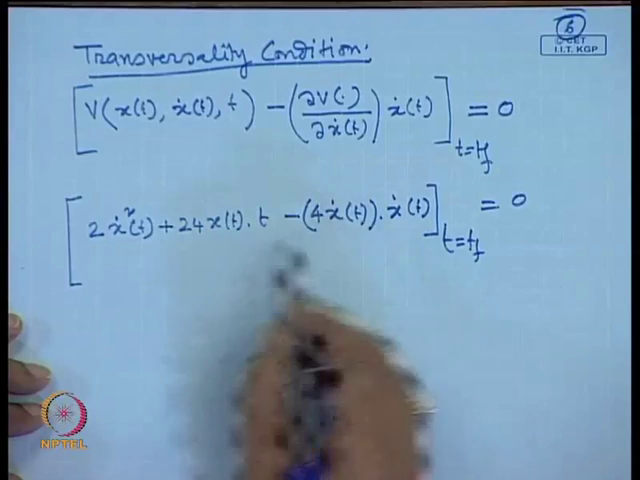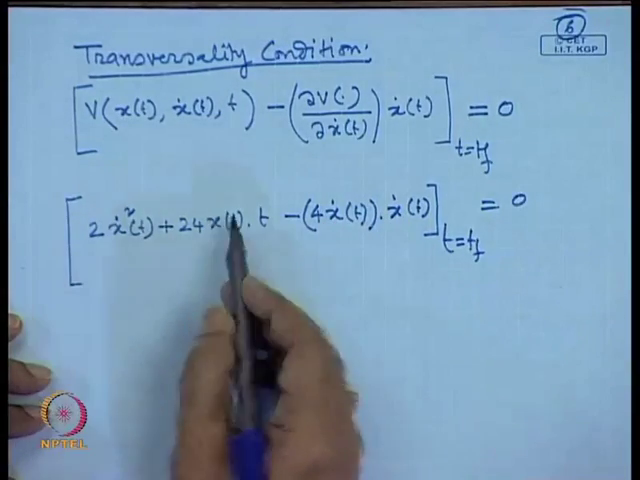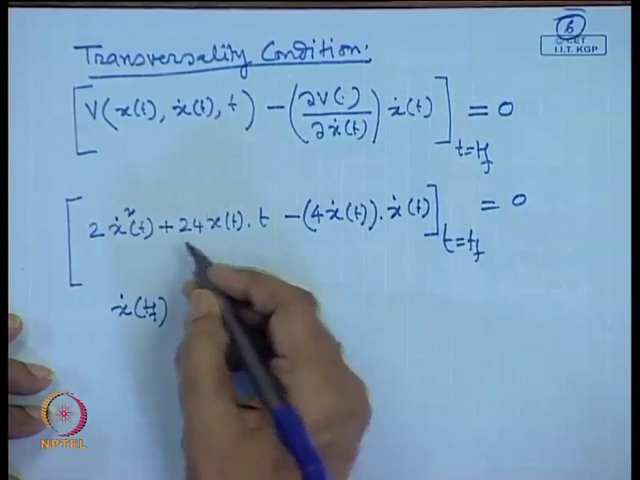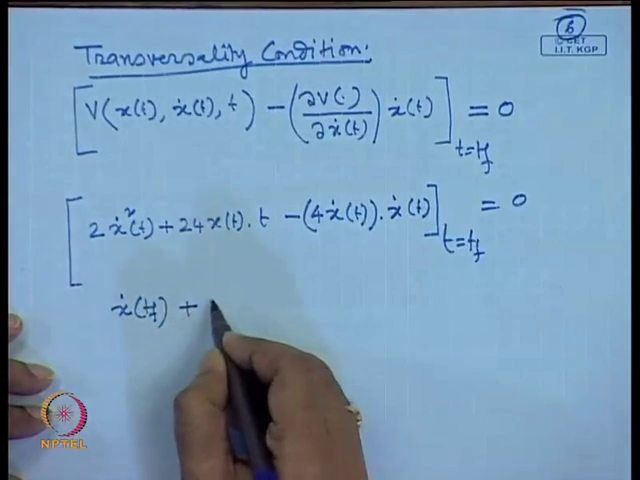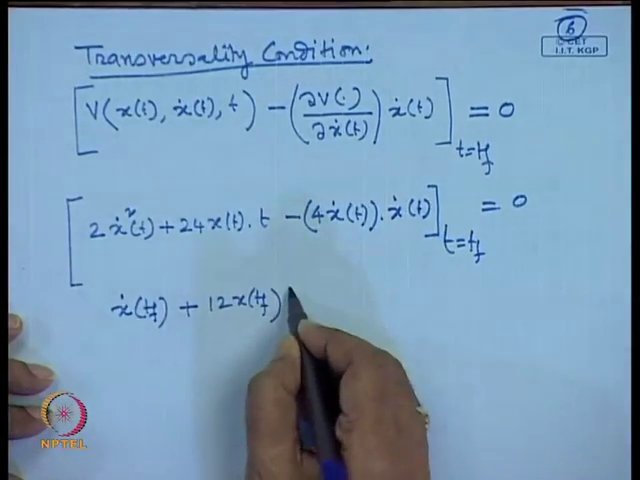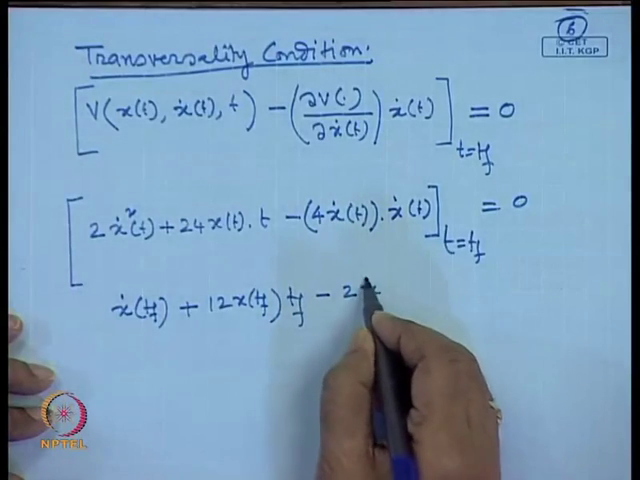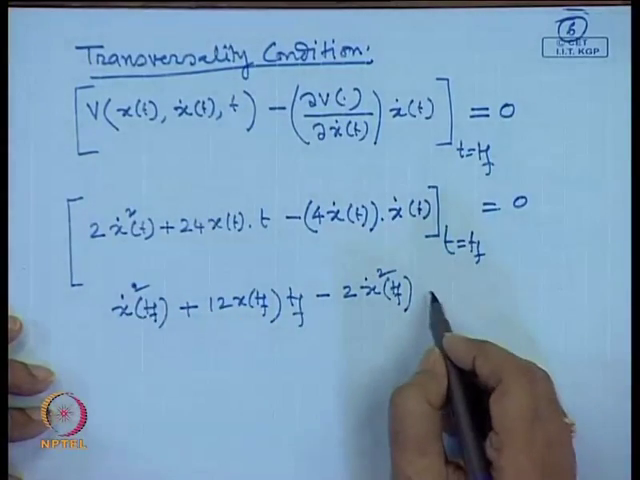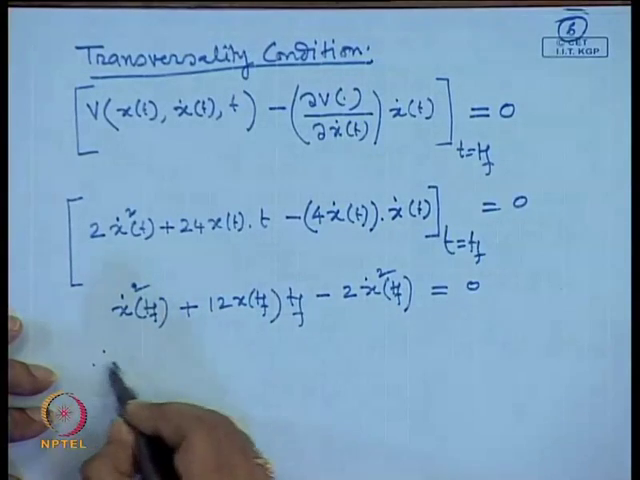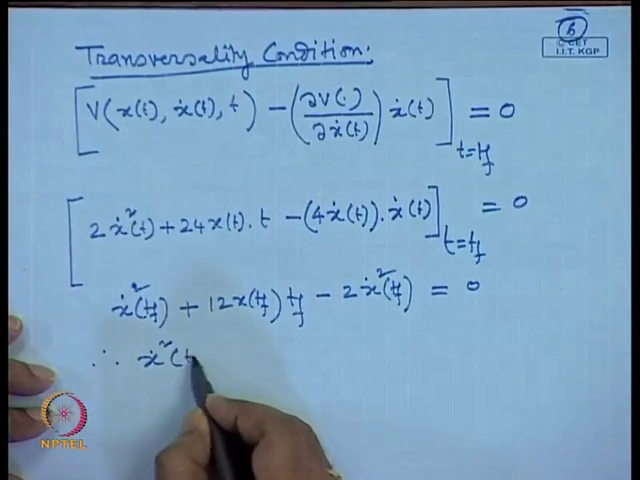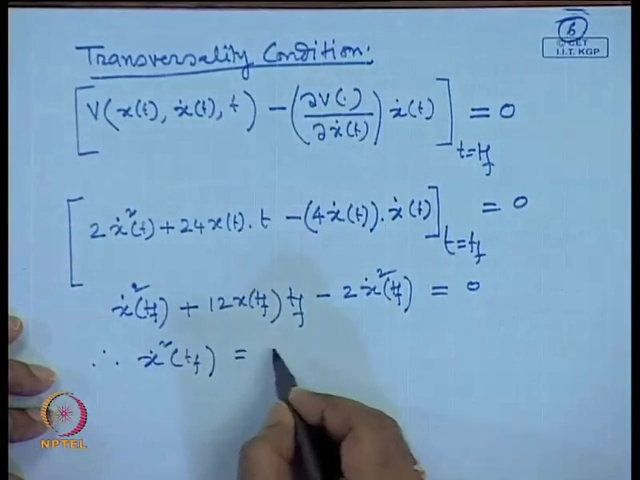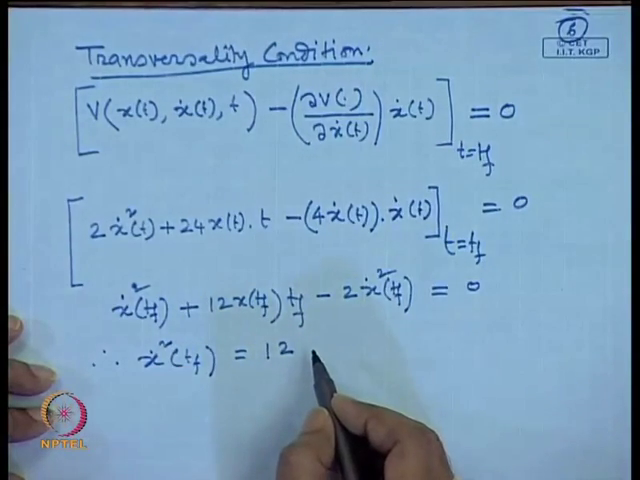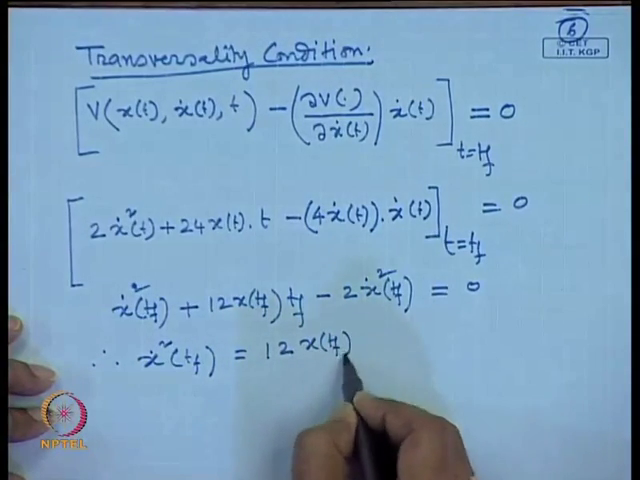Now, see this one, there is a 4, so you divide by 2, then it will be x dot of t f, I am now putting t is equal to t f, plus 12 x of t f into t f minus 2 x dot square of t f, this is square, I missed it. So, this is equal to 0. So, finally, therefore, x dot square of t f is equal to 12 x of t f into t f.